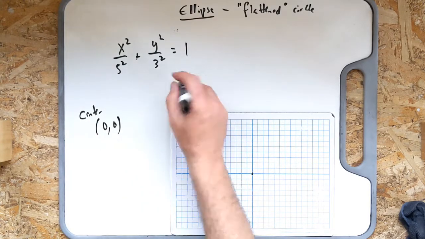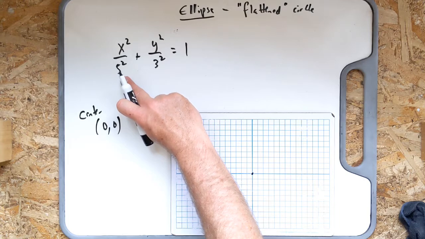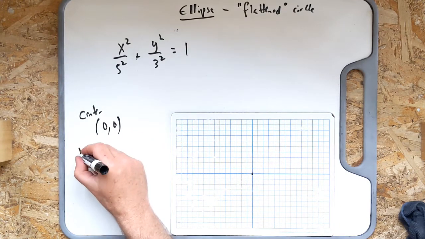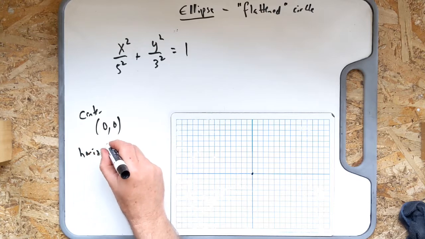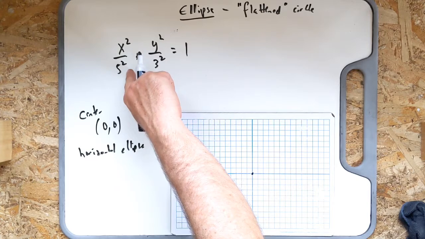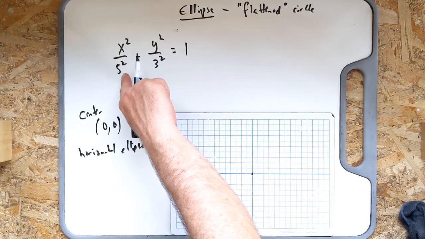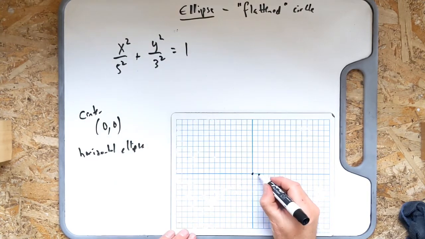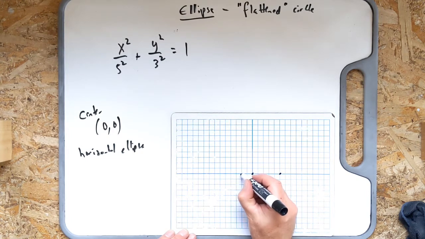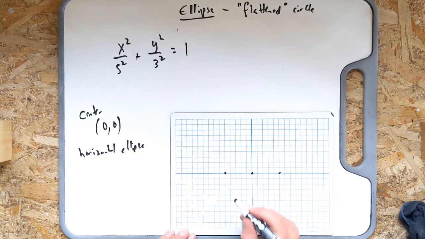First of all, a is bigger than b, so 5 is bigger than 3, which means this is a horizontal ellipse. The number for the x spread will always be under the x. So this is 5. That means you go over 1, 2, 3, 4, 5, just like you did when you were doing a circle, with the radius.